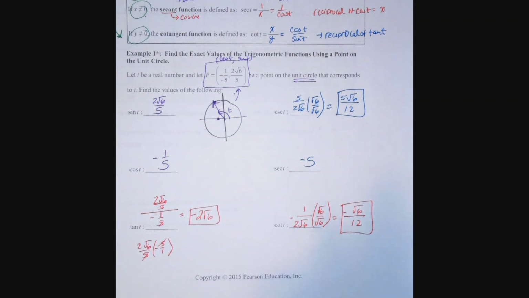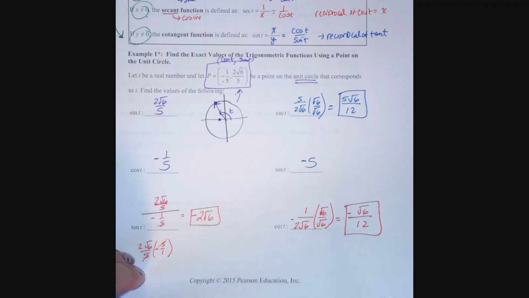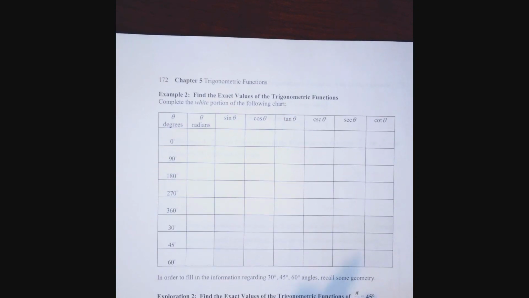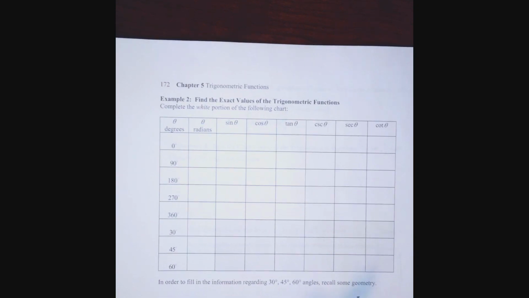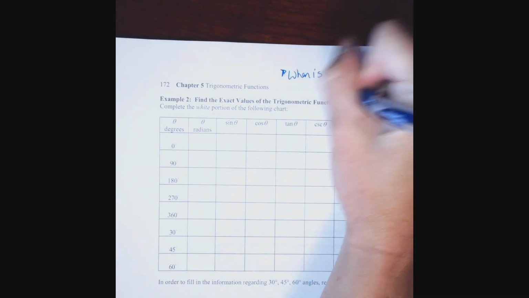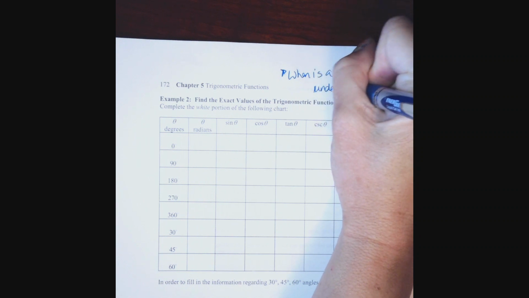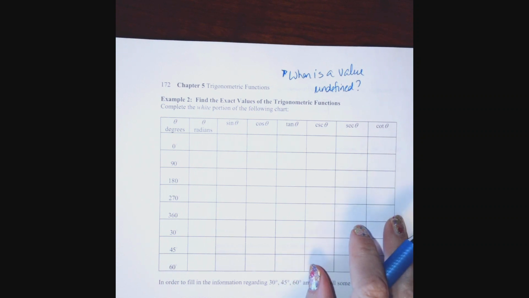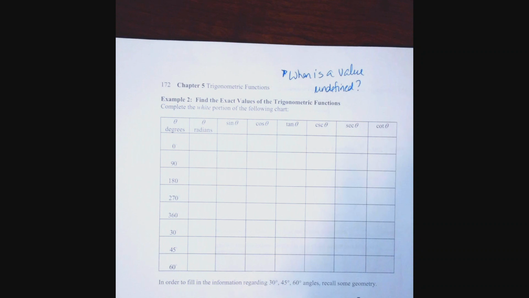All right, let's look at our chart on the next page. You're not ever going to be asked to reproduce these charts, but they're a good way to organize the information so that you can look at it more clearly. You can see where things are undefined. To see where things are undefined, I need to consider the question, when is a value undefined? Well, it's undefined if I'm asked to do division by 0. So anything that puts 0 in the denominator is going to be a place where that function value is undefined.